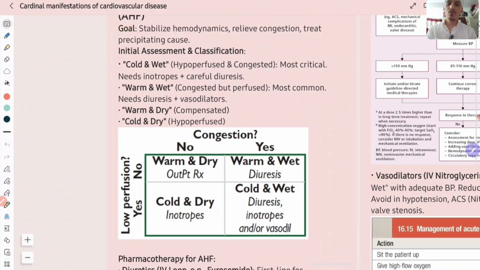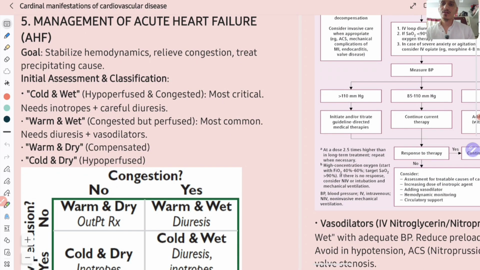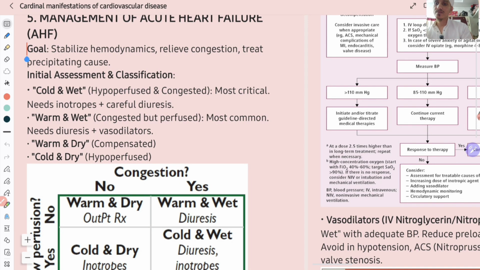Now we will talk about the management of acute heart failure. In management of acute heart failure, what is the goal? The goal is to stabilize the hemodynamics, BP, heart rate. You should stabilize, relieve the congestion, and treat the precipitating cause.